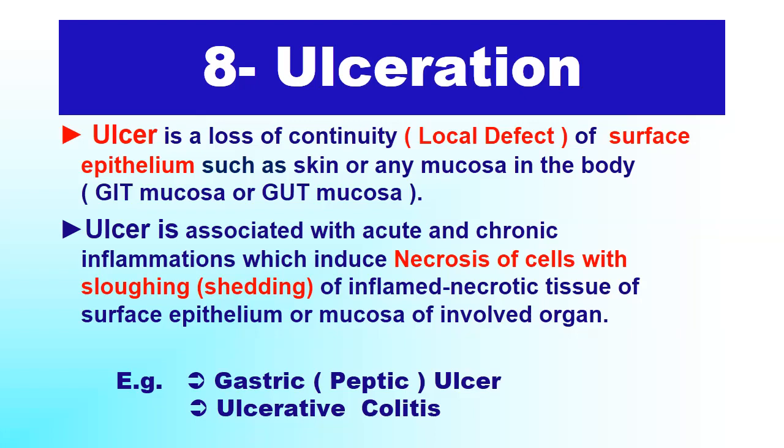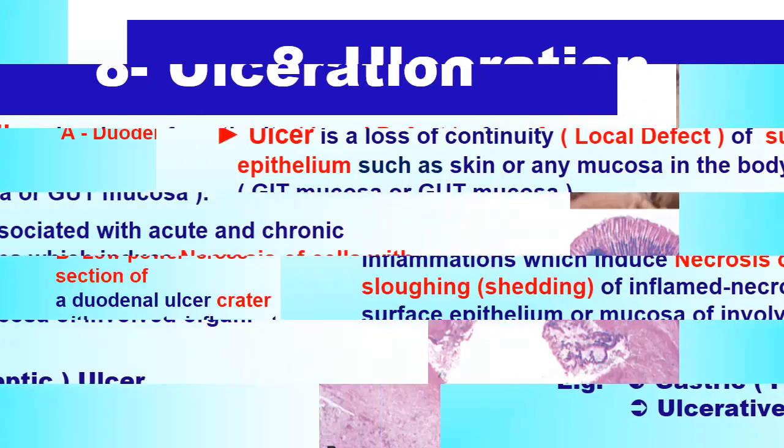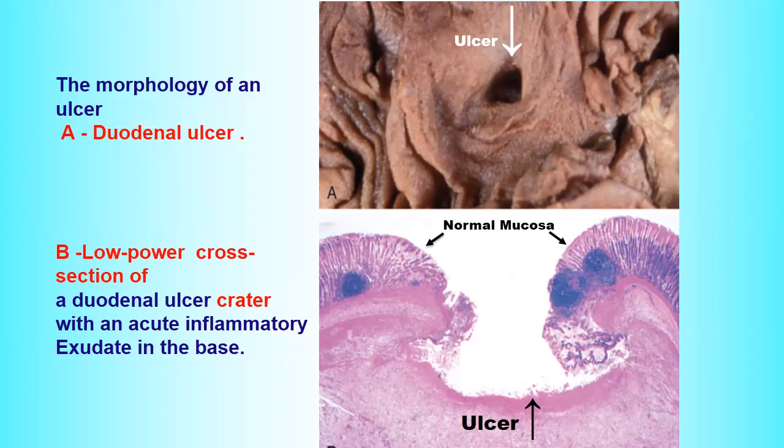There is acute ulcer and chronic ulcer, depending on the causative agent of the ulcer and the duration of the ulcer. Examples of ulceration or ulcerative inflammation are gastric or peptic ulcer and ulcerative colitis. This is the morphology of duodenal ulcer. It shows both gross or macroscopic features and microscopic features of duodenal ulcer.